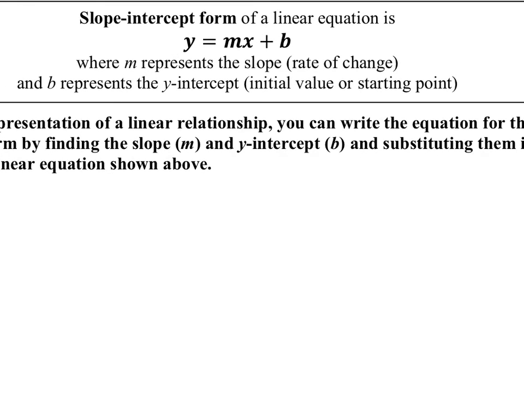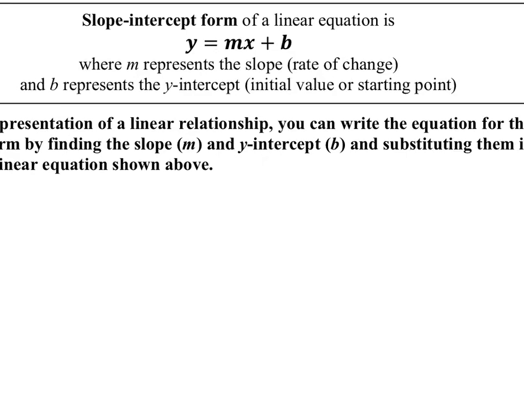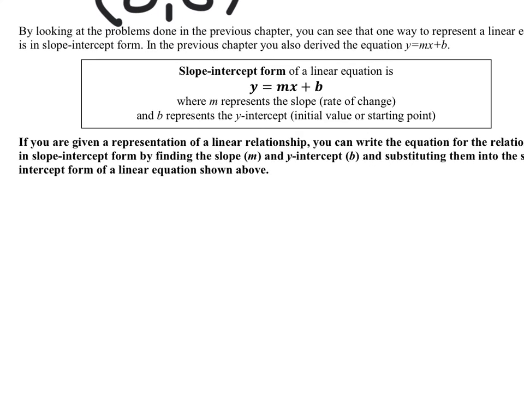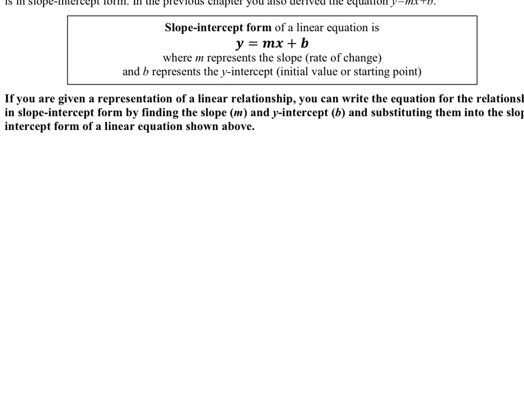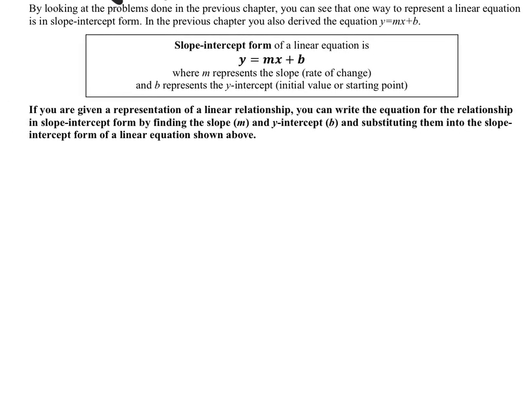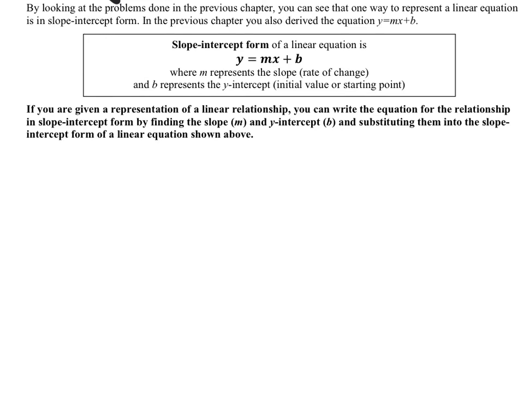Yes. Okay. Yep. Well, if you are given a representation of a linear relationship, you can write the equation for the relationship in slope-intercept form by finding the slope, m, and the y-intercept, b, and substituting those values into the slope-intercept form of a linear equation, which is shown above. That's why it's so convenient, this y equals mx plus b. You need two things, slope and the intercept. Done. Specifically the y-intercept, I should clarify, all right?